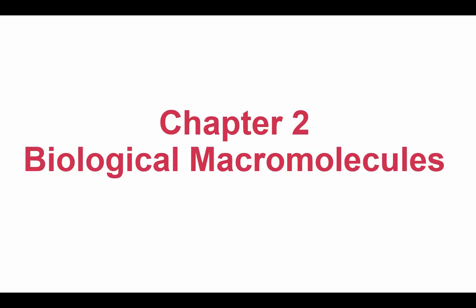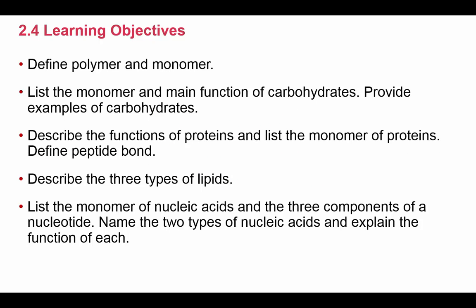In this section of Chapter 2, Chapter 2.4, we're going to look at biological macromolecules. In this section, we're going to look at defining polymer and monomer, and then we're going to look at the four major types of macromolecules: carbohydrates, proteins, lipids, and then nucleic acids.